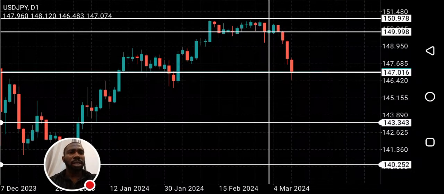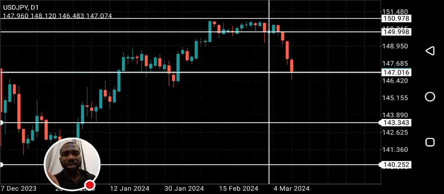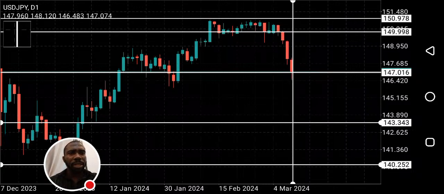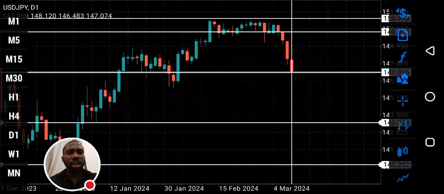You can see the pattern we have on the daily time frame. Last week's candle closed strongly bearish on the daily time frame. USD/JPY was bearish all through last week. After the close of the bearish candle on the daily time frame on Friday, let's see the pattern we have on the 4-hour time frame.